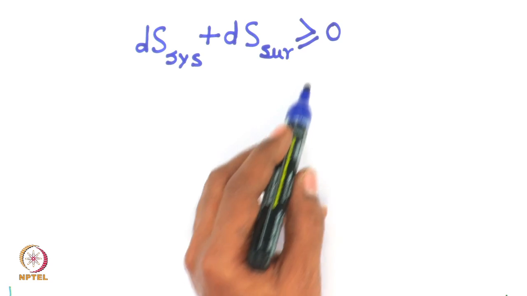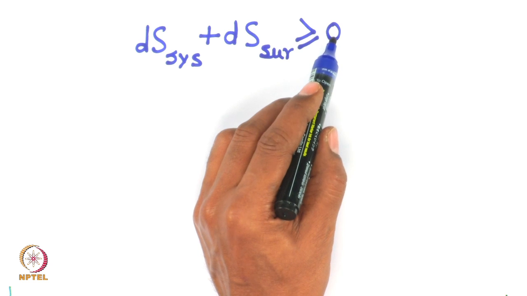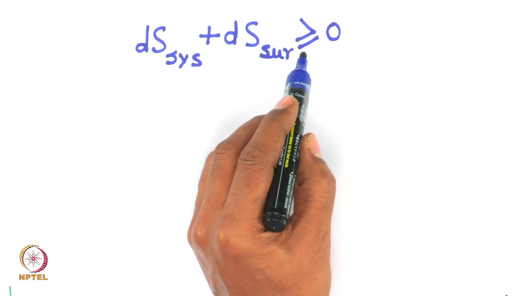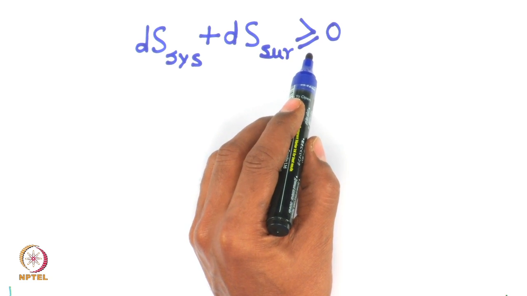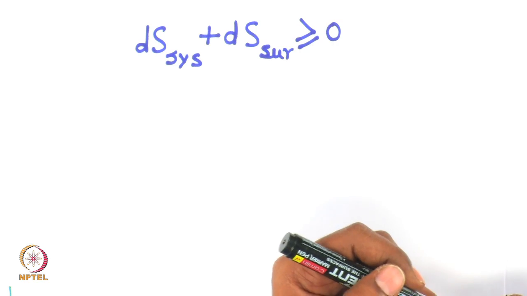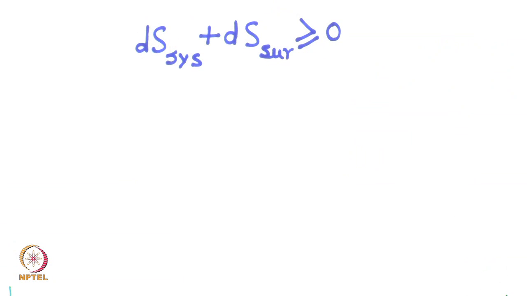Why am I writing greater than or equal to 0? Because if the process is irreversible, is spontaneous, then dS system plus dS surroundings has to be positive by the second law of thermodynamics, and equality applies to reversibility. So, whenever the process is reversible, we will use the equal to sign, and when the process is spontaneous or irreversible, we will use the greater than sign.